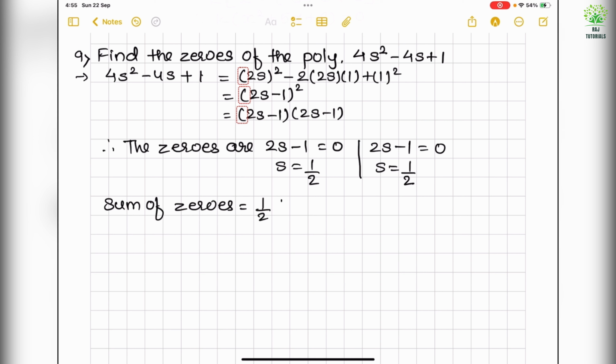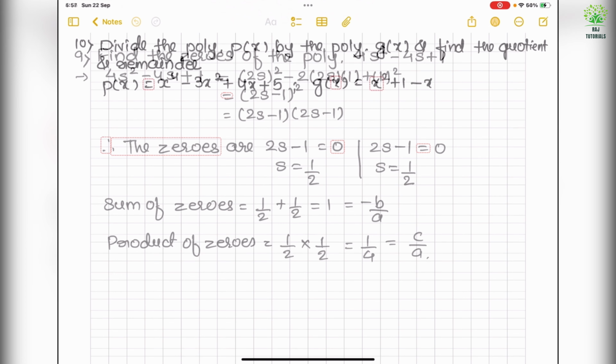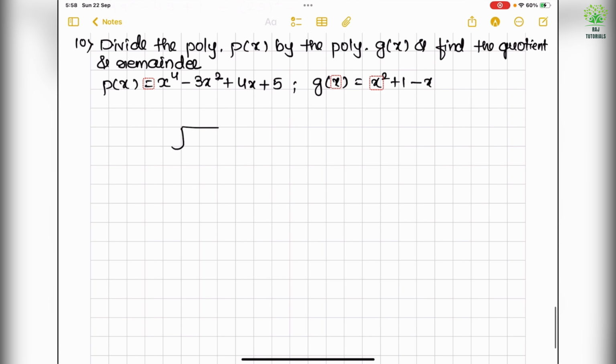Now sum of the zeros will be half plus half, that is 1, minus b by a, and product of zeros will be half. Question says divide the polynomial p of x by the polynomial g of x and find the quotient and remainder.